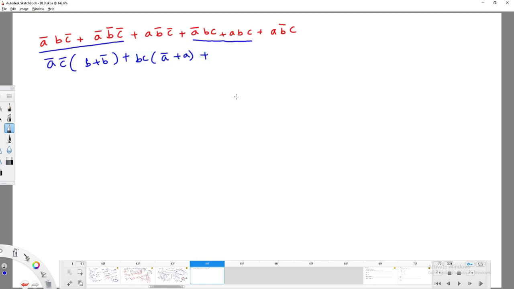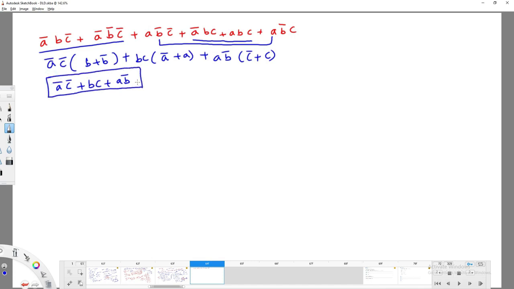From these two, can I take anything as common? A B bar. You are going to get C bar plus C. So if you solve it, you are going to get A bar C bar plus BC plus A B bar. Now try to tell, is there any way to simplify this expression further? No, I think we may not simplify it.